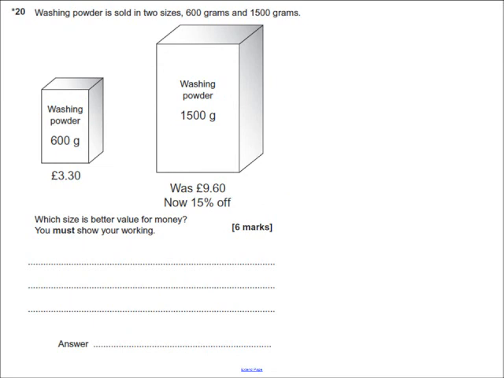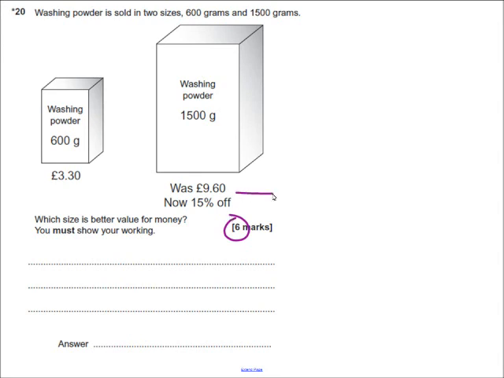Question 20 is a question on washing powder, which is sold in 2 sizes. We have 600 grams and we have 1500 grams. Which size is the better value for money, where the smaller one, 600 grams, is £3.30, and the bigger one is 1500 grams and it was £9.60, but there is 15% off. And we need to show our working out, and there are a massive 6 points for this question. So there's a lot of working out that we can do to get most of these 6 marks before we ever get near the answer.